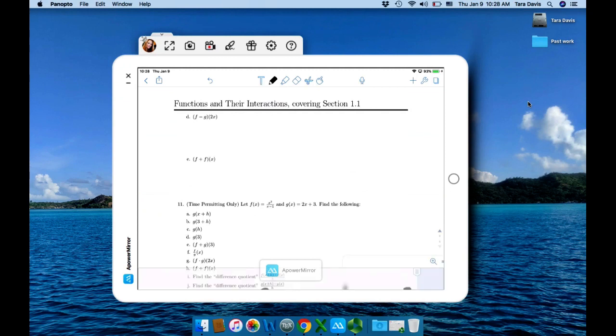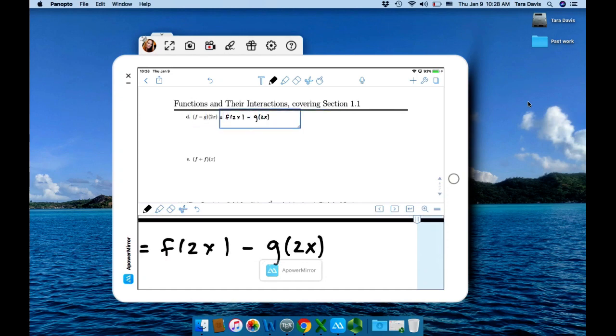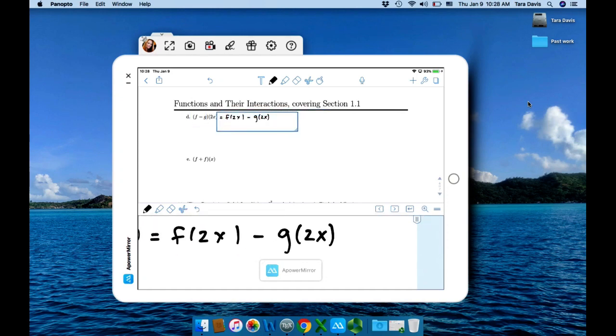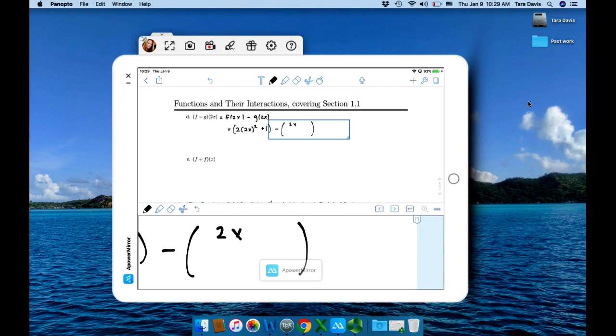Okay, now we need to do f minus g of 2x. So we're like combining the two situations. So this will be f of 2x minus g of 2x. So I have to put 2x in for f and in for g and subtract them. So this will be 2 times 2x squared plus 1, that's f of 2x, and then I'm going to subtract off g of 2x, which is 2x minus 5 over 2x, okay?